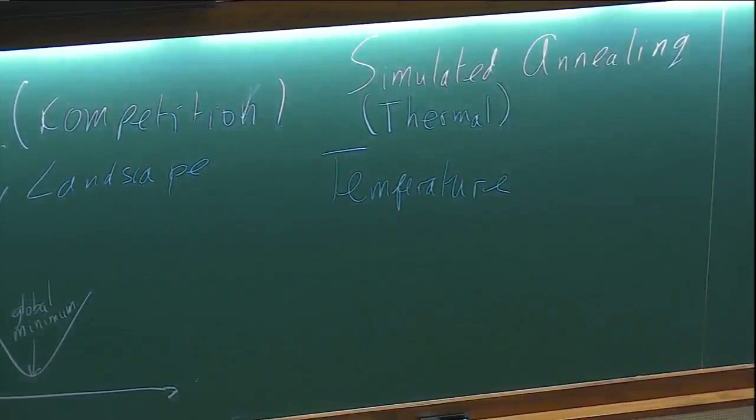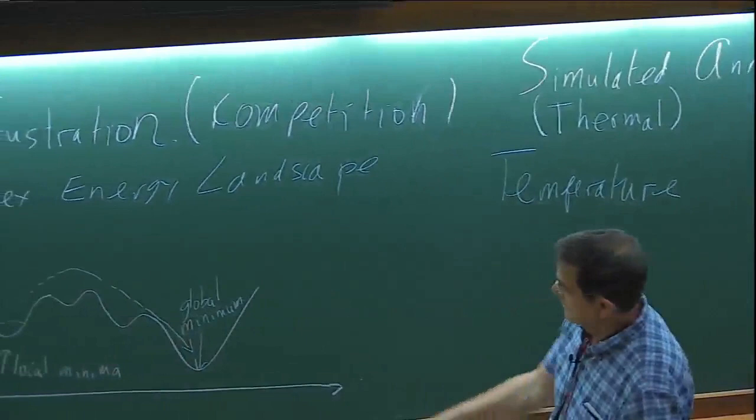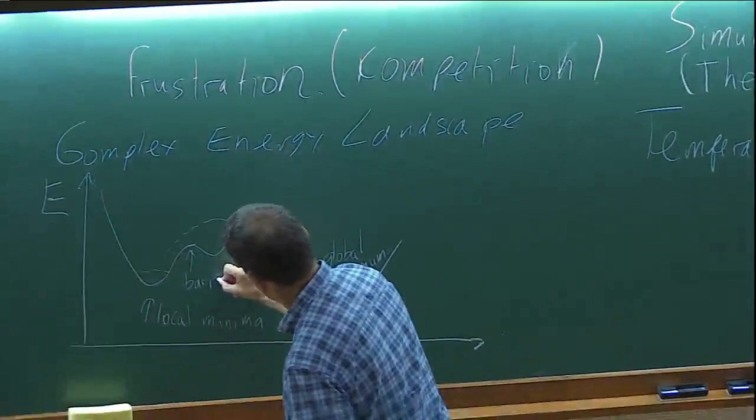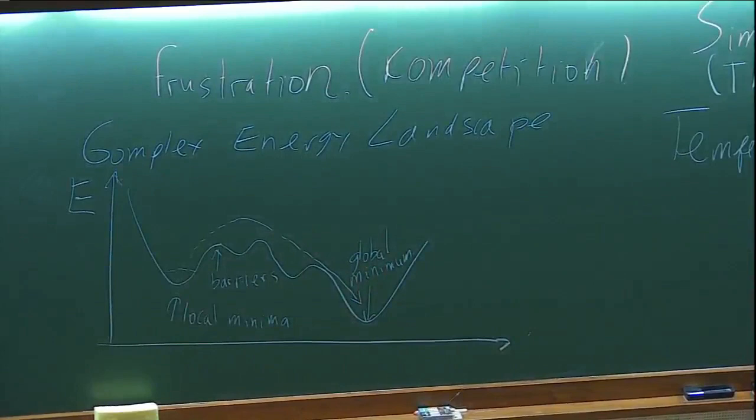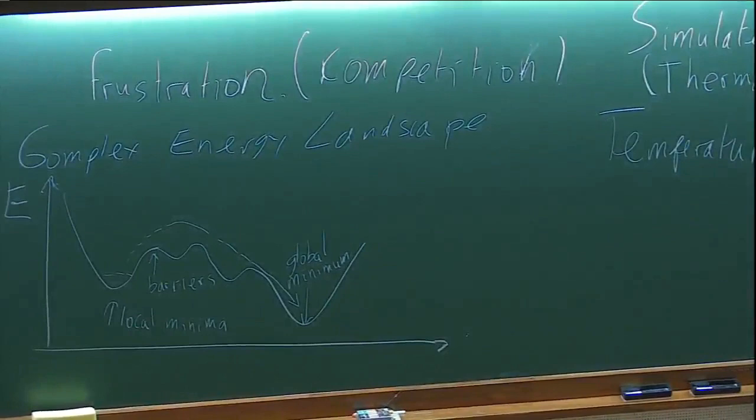So if the temperature is not too low, and you're in this region, you have some probability of being thermally activated over these barriers. So these are the barriers, from one local minimum to another. This is called thermal annealing. And then the idea is the temperature goes to zero at long times, so that you don't have any extra thermally excited energy. And this works moderately well, and its advantage is it's a simple idea, and you can apply it really for anything.